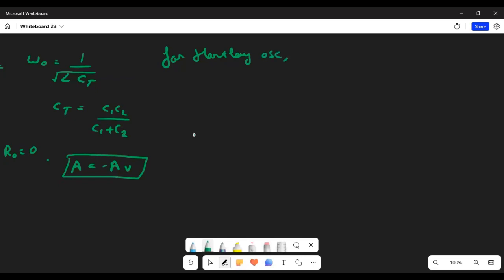For the Hartley oscillator, Z1 will be an inductor, so it will be J omega L1. Z2 again will be an inductor, so it will be J omega L2. And Z3 is a capacitor, so it will be 1 upon J omega C. Now similarly, we can calculate omega naught, AV, A and beta for the Hartley oscillator.